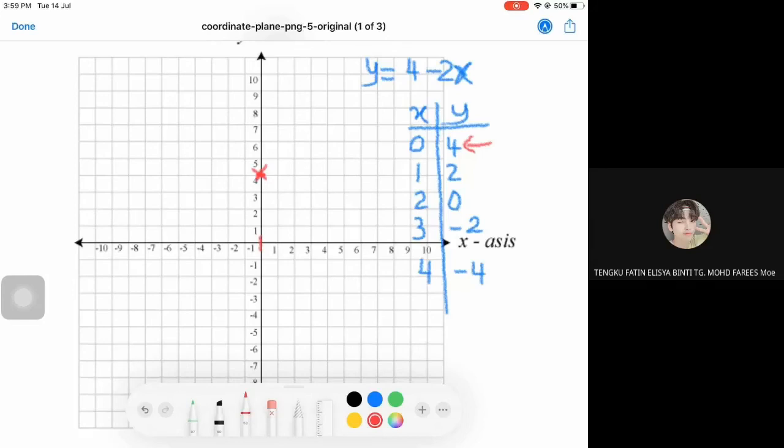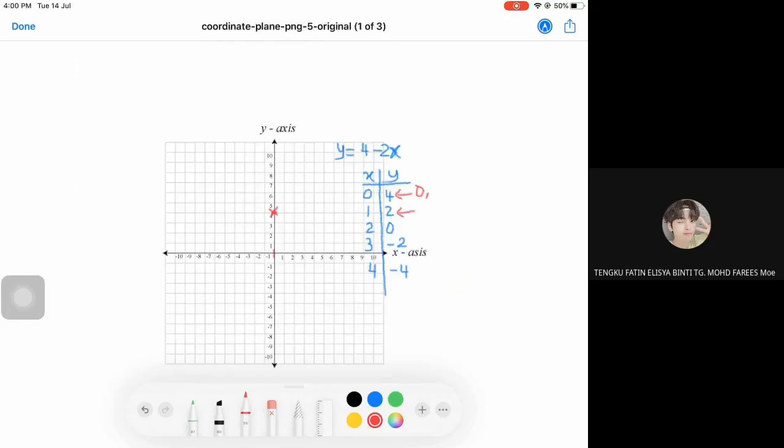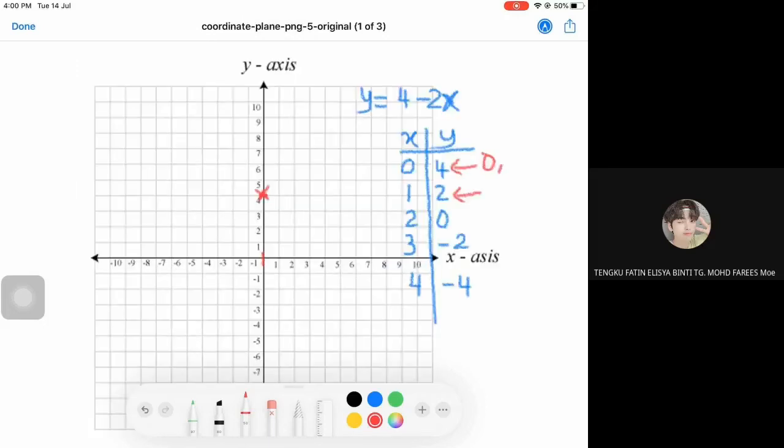And then go to another coordinate. Coordinate 1, 2. Ini coordinate 0, 4. Tak boleh tulis. Sorry. Dia dah terkeluar. Okay. 1, 2. Dekat sini. And then coordinate 2, 0. X is 2. Y is 0. So X is 2 kat sini. Y is 0 over here. And then coordinate 3, negative 2. X is 3, Y negative 2 turun bawah.